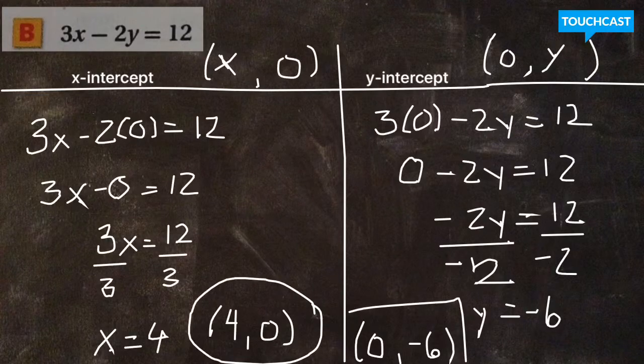Another method you can use for this is to simply cover up the variable that you are not trying to find the intercept of. So if you're trying to find the x-intercept, you cover up the term that has the y, and then you solve for x. And if you want to find the y-intercept, you cover up the term with an x in it, and you solve the remaining portion of the equation for y.